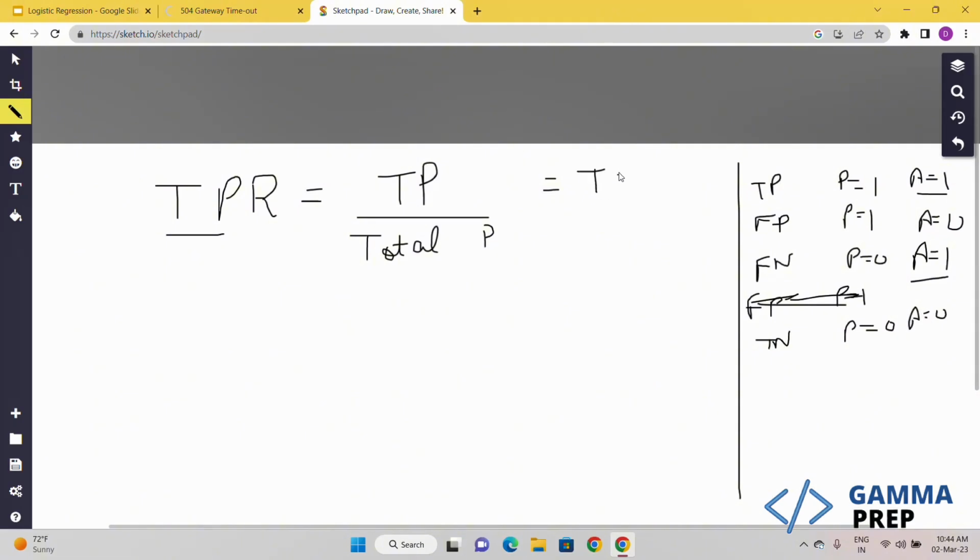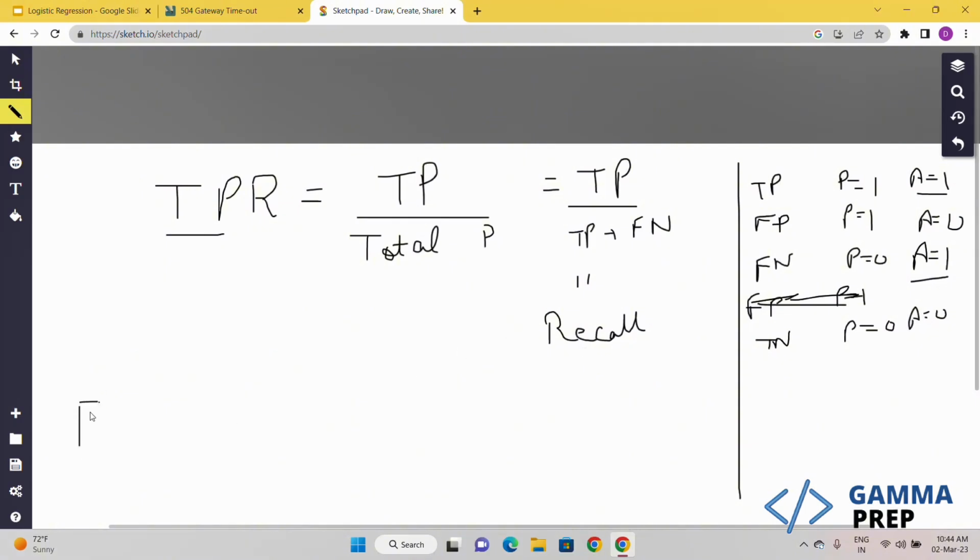So it will be TP by TP plus FN, right? And if you remember, this is actually your recall also. Recall is also called sensitivity. So TPR is basically out of all the total positives, how many your model was able to identify correctly. Obviously, it should be high.